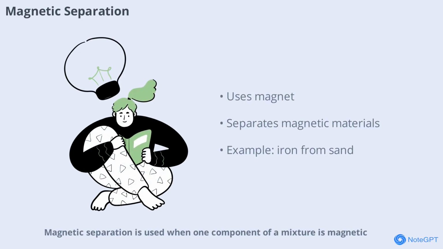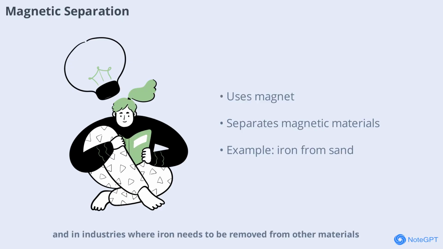Magnetic separation is used when one component of a mixture is magnetic, like iron filings mixed with sand. A magnet attracts the iron, leaving the non-magnetic sand behind. This method is useful in recycling plants to separate metals from waste and in industries where iron needs to be removed from other materials. It's a quick and efficient way to separate magnetic substances from non-magnetic ones.